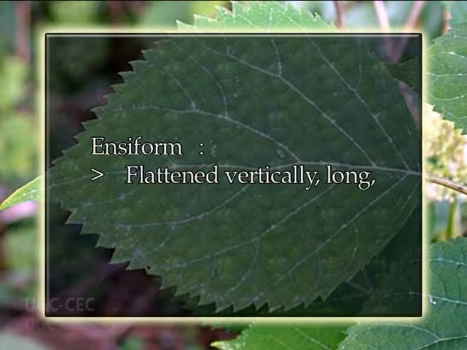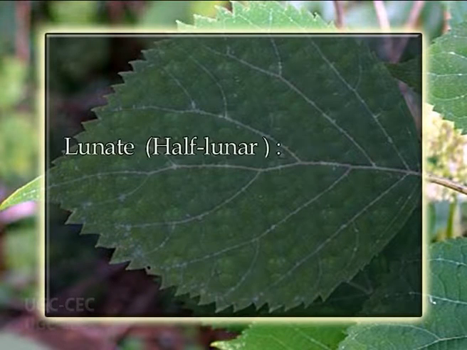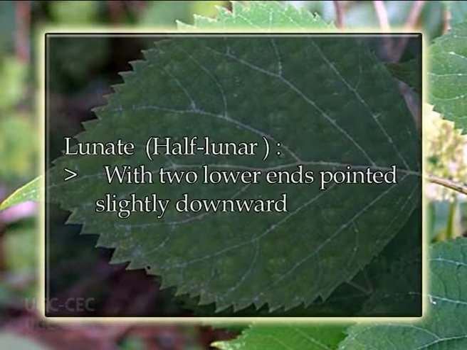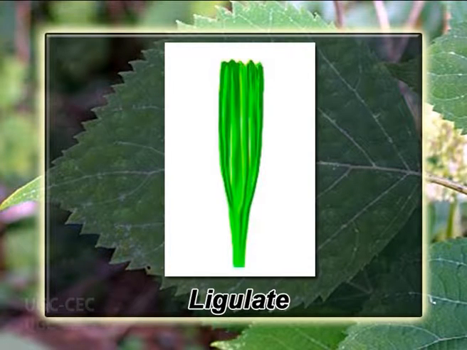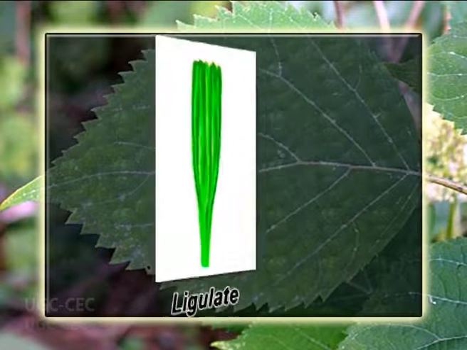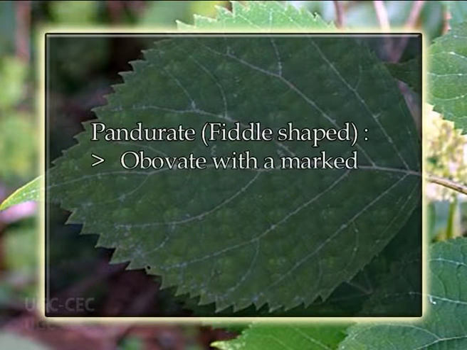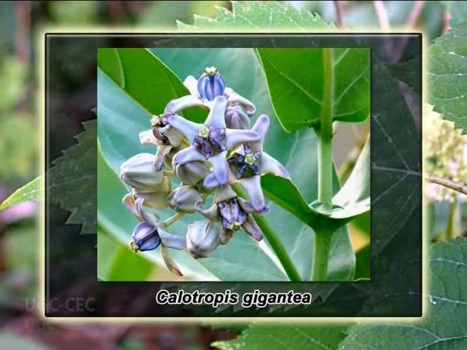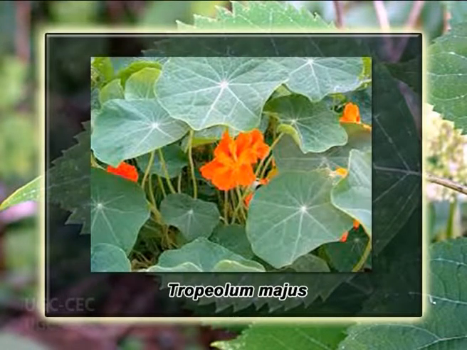Ensiform, flattened vertically, long, erect like a sword. For example, Typha angustifolia. Lunate, that's half lunar, that's half moon in shape, with two lower ends pointed slightly downwards. For example, Adiantum lunatum. Ligulate, narrowly cuneate tongue-like structure with a transversely cut and irregularly lobed or incised tip. For example, Solidago virgaurea. Pandurate, fiddle-shaped, obovate with a marked concavity slightly above the base on each side. For example, Calotropis gigantea. Then peltate, round or nearly round and stalked at the center below. For example, Tropaeolum majus.